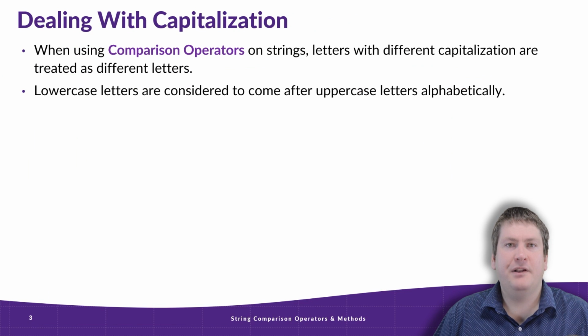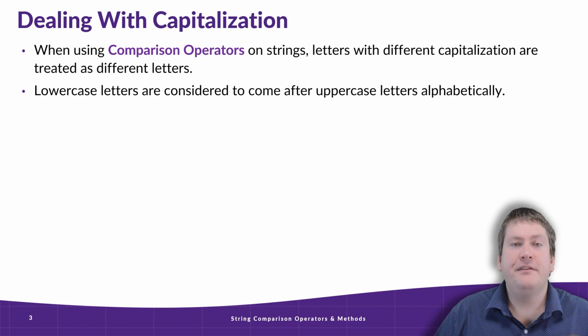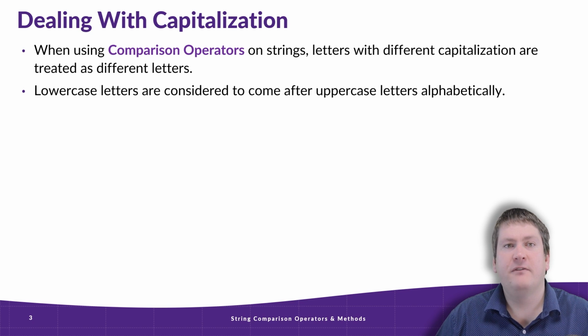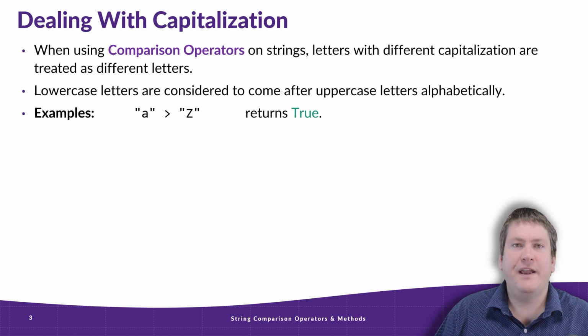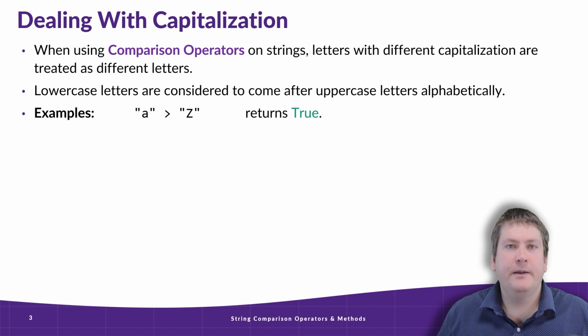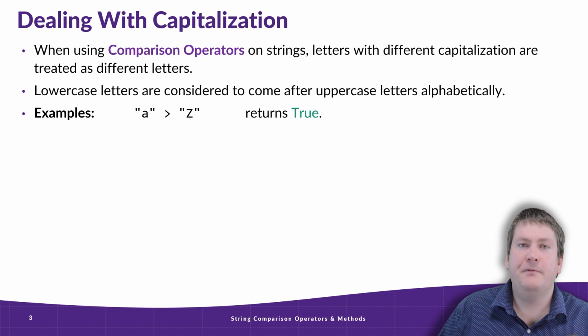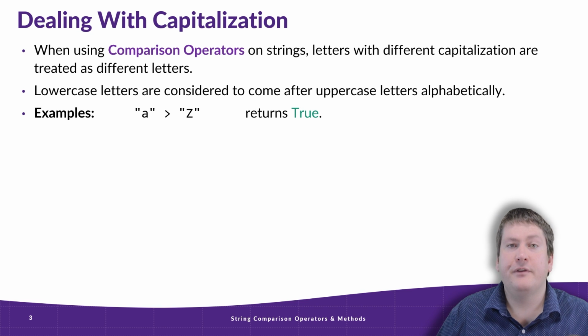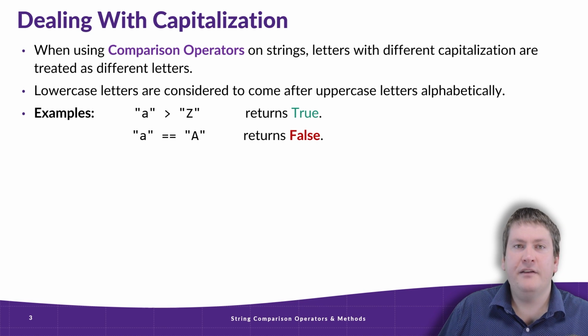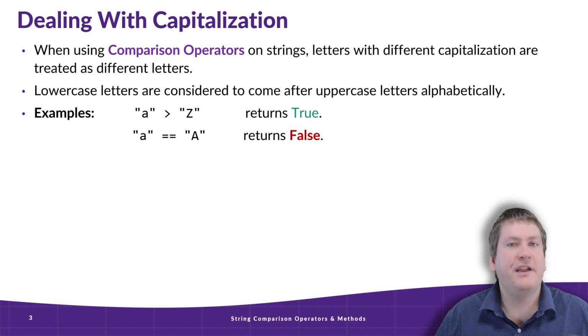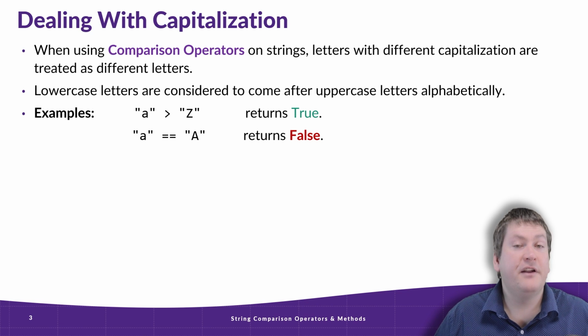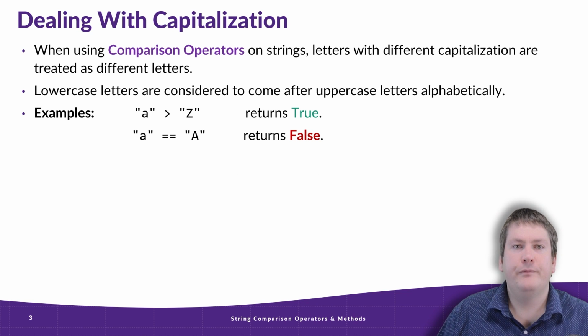So we talked a little bit about capitalization, and the issue is that uppercase and lowercase letters aren't treated as the same, and they're sorted differently alphabetically. So for example, lowercase a would be greater than uppercase Z because a comes later alphabetically. And when we're talking about greater, we're saying that it comes later alphabetically. And that's because all the uppercase letters come first and then the lowercase letters. So this would return true. Next, we're checking if lowercase a equals capital A, and again, that's going to return false because they're not considered to be identical.